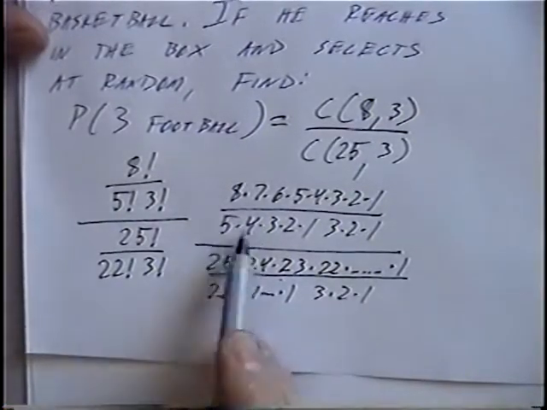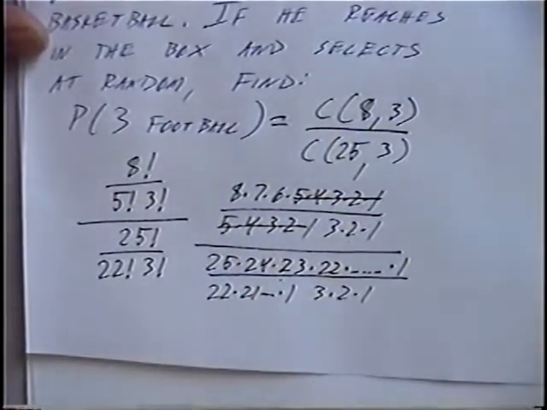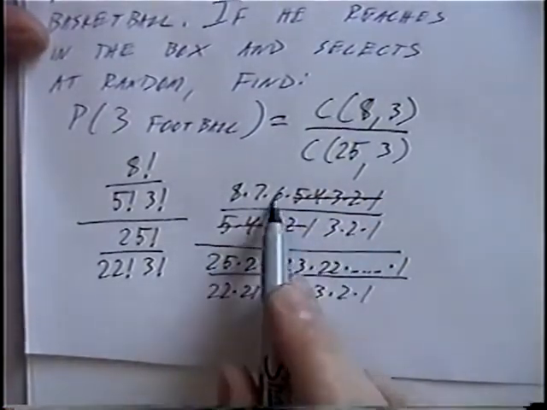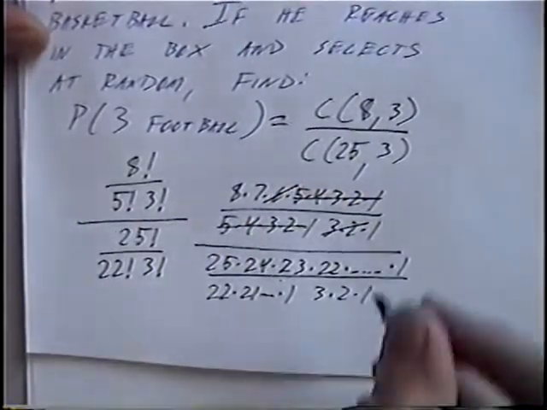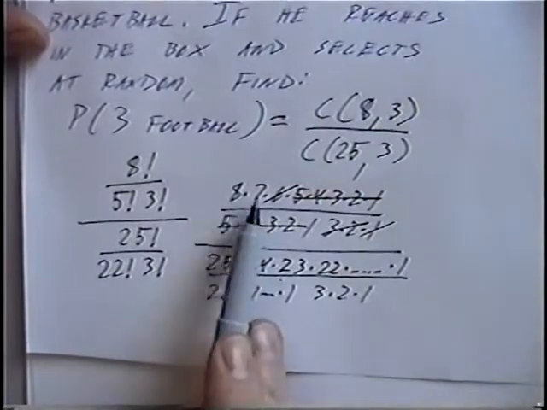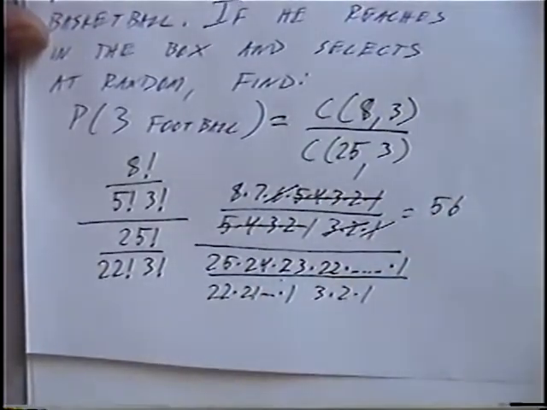Simplifying this, we have 5 through 1 we can cross off for the numerator of this fraction. 3 times 2 would be 6, so we can actually cross off the 3, the 2, and the 6. And the 1 again we can ignore, so we're left with 8 times 7 for the top, which would be 56 for a numerator.